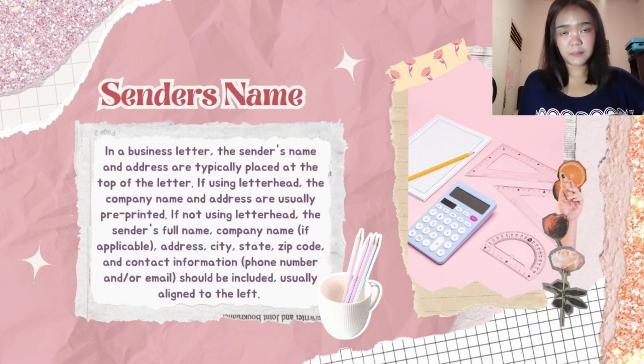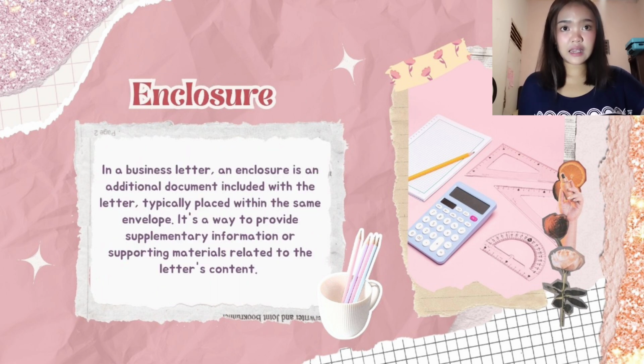Then the sender's name. In a business letter, the sender's name and address are typically placed at the top of the letter. If using letterhead, the company name and address are usually pre-printed. If not using letterhead, the sender's full name, company name if applicable, address, city, state, zip code, and contact information like phone number or email should be included, usually aligned to the left.